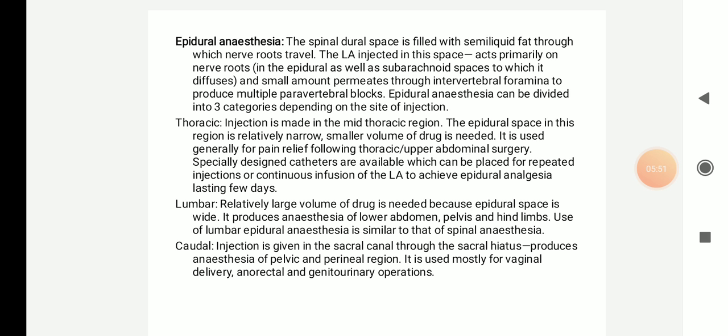Next is the lumbar. A relatively larger volume of drug is needed because the epidural space is very wide. It produces anesthesia of the lower abdomen, pelvis and hind limbs. Use of lumbar epidural anesthesia is similar to that of spinal anesthesia. Next is the caudal. The injection is given in the sacral region through the sacral hiatus and produces anesthesia of the pelvic and perineal region. It is used mostly for vaginal delivery, anorectal and genitourinary operations.